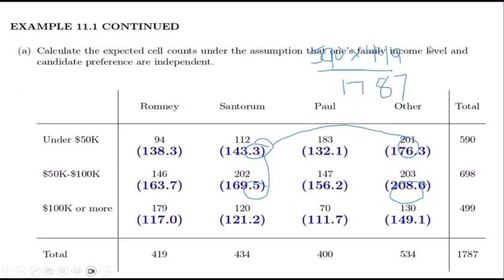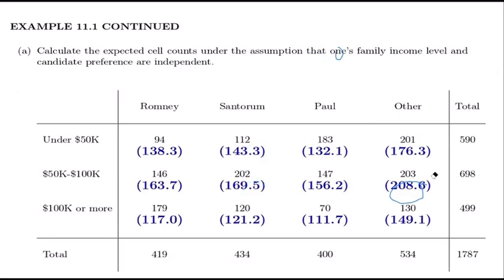So if you follow all of that, you'll be able to get the expected cell count for 112, for 183. You can see the values in the parentheses. They are the expected cell counts. The values that you were given initially were the observed cell counts.